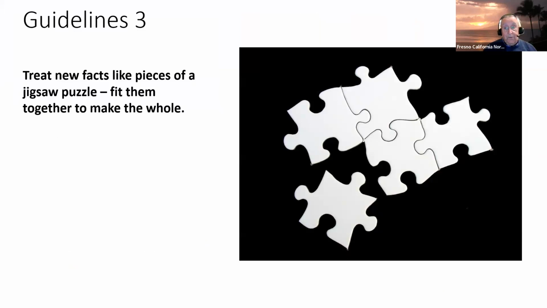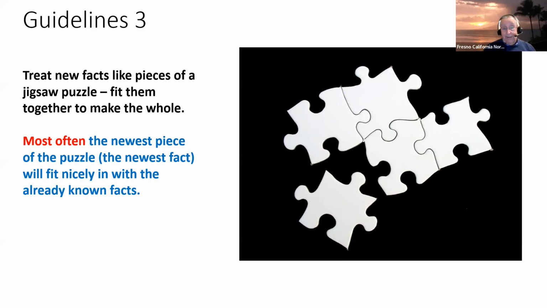And the third focus guideline here is to treat new facts like a piece of a jigsaw puzzle. And what we're trying to do is fit these pieces together to make the whole. Now, most often, the new pieces will fit. They won't always. That's one thing we have to understand, that in fact, the more information we have about a person, the more variations we may find. We may find several variations in the way the name is spelled, or a birth date or place, or all kinds of things. Because unfortunately, records are only as good as the record creator.